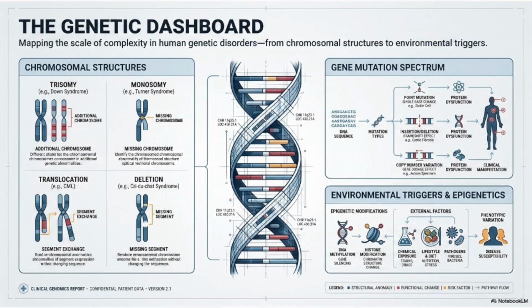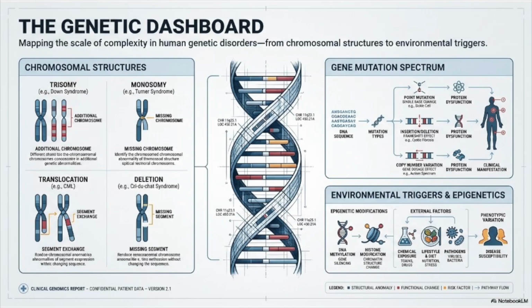Genetic disorders exist on a wide spectrum of complexity. At one end, we have chromosomal structures, where entire chromosomes are added, missing, exchanged, or deleted. In trisomy, an extra chromosome is present, as seen in Down syndrome. In monosomy, a chromosome is missing, as seen in Turner syndrome.